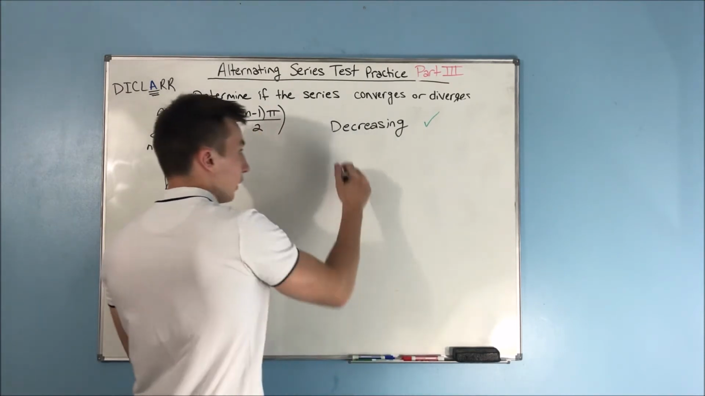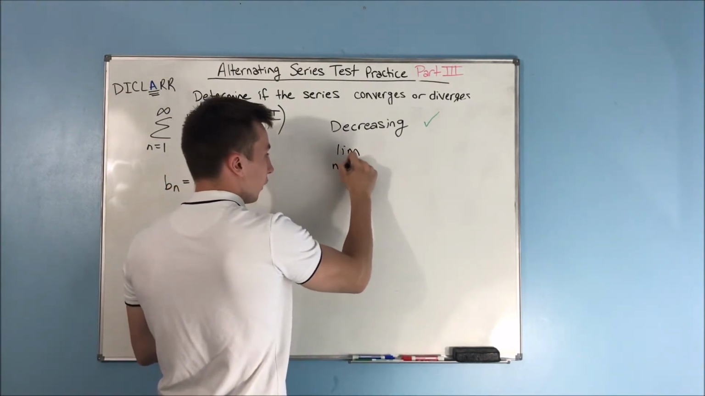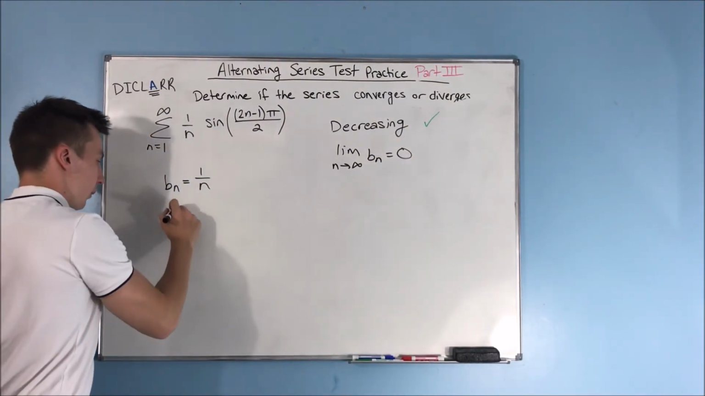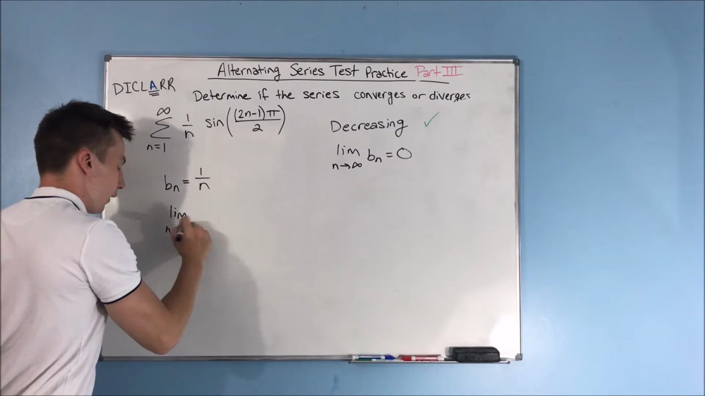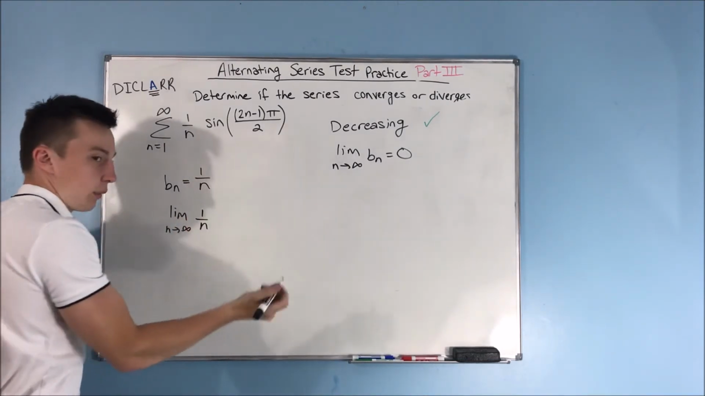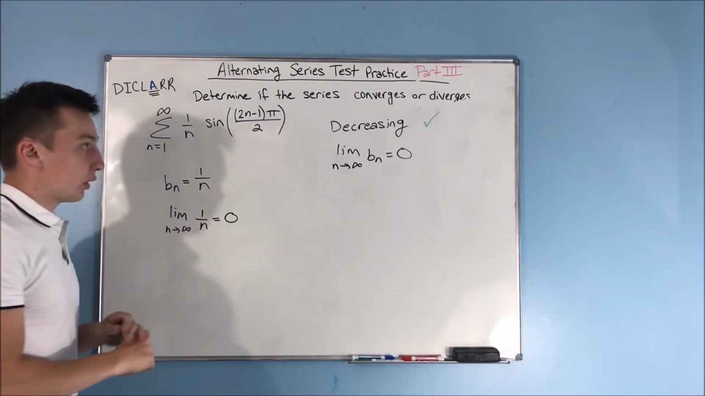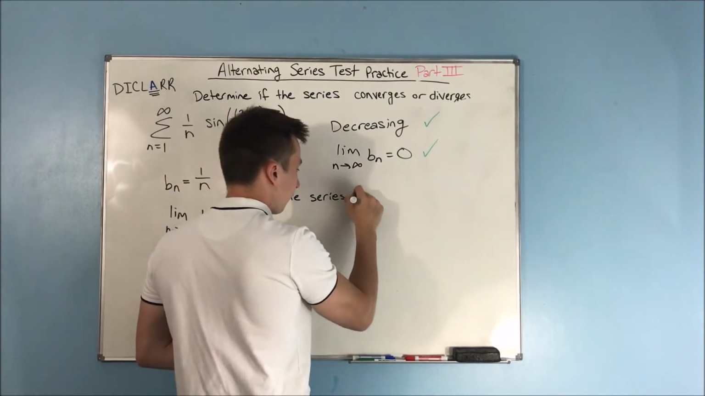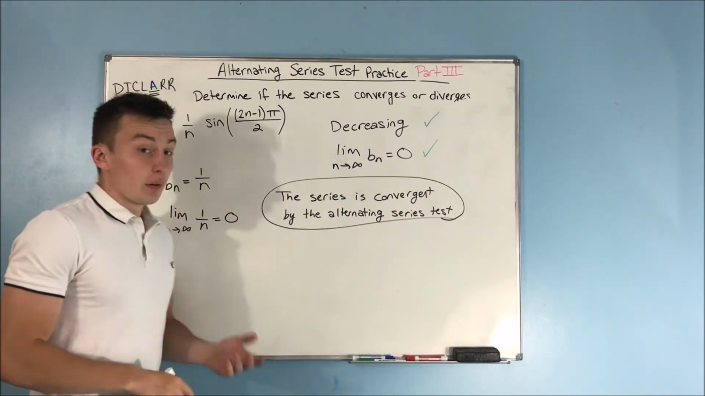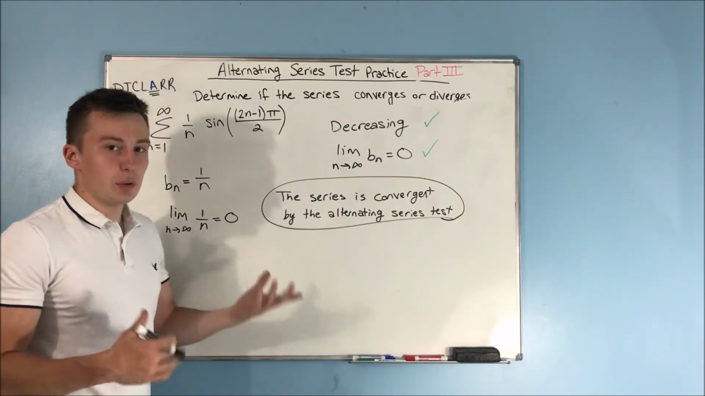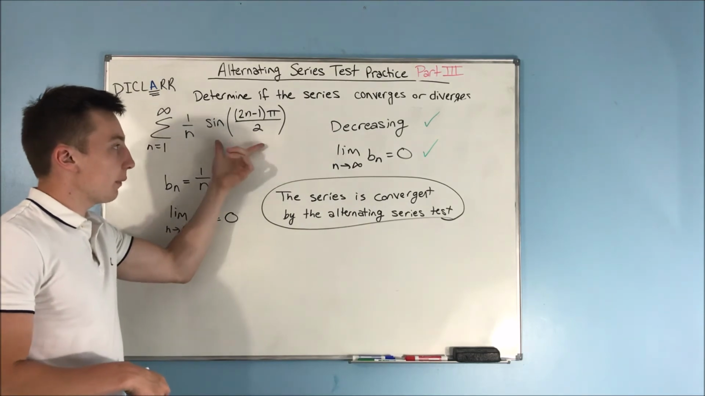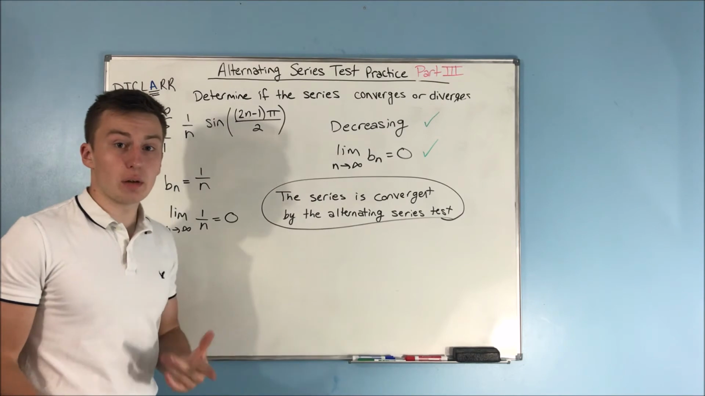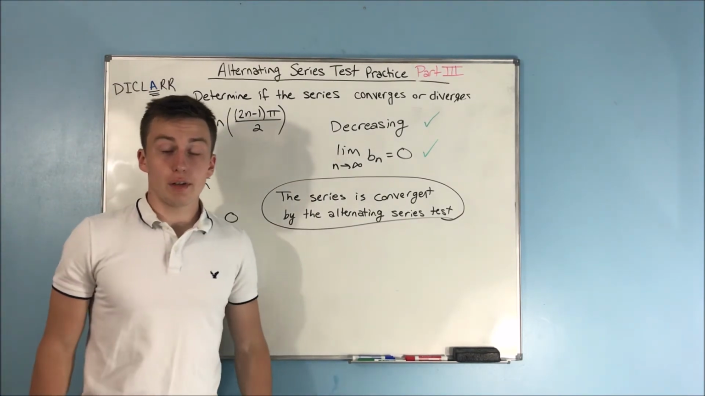Now, is the limit as n approaches infinity of b sub n equal to 0? Well, of course, the limit as n approaches infinity of 1 over n we already know is equal to 0. So this is convergent by the alternating series test. Nothing too crazy here, but just be on the lookout for something else that can make a series alternating. That's really the whole point of this video.